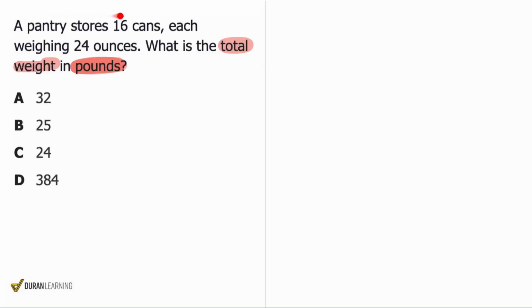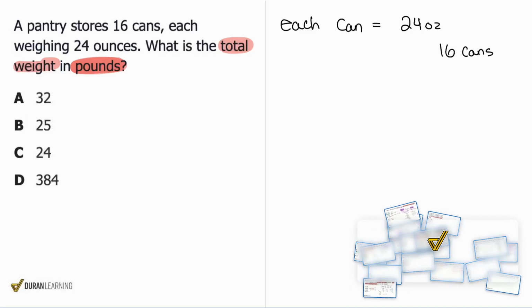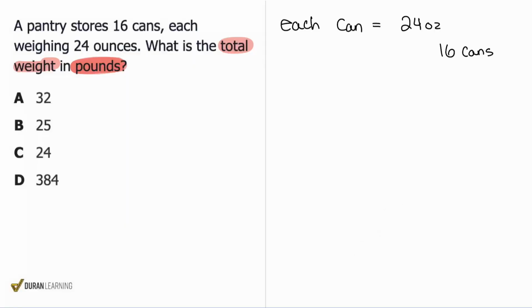A pantry stores 16 cans, each weighing 24 ounces. Okay, so we have each can equals 24 ounces, and we have 16 cans. Everybody, quick question. If we have 24 ounces per can, and we have 16 of these cans, what operation do we commit to in order to get the total weight? How do we get the grand total using those two values?